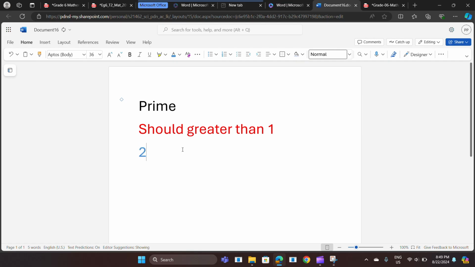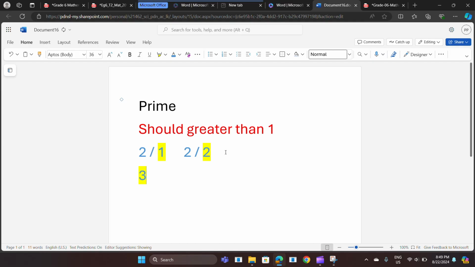Take 2 as an example. We can divide 2 by 1, and also we can divide 2 by 2. So this number 2 has two factors. So this is a prime number. Numbers that have two distinct factors are called prime.